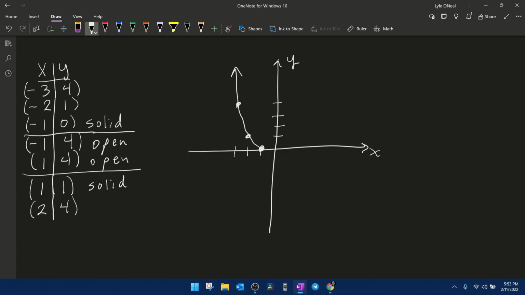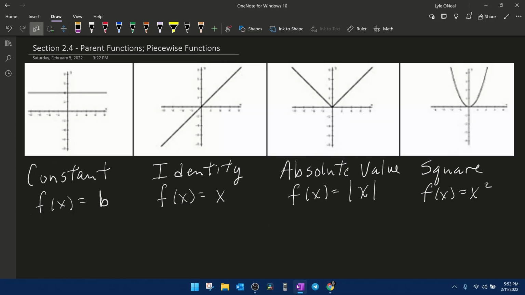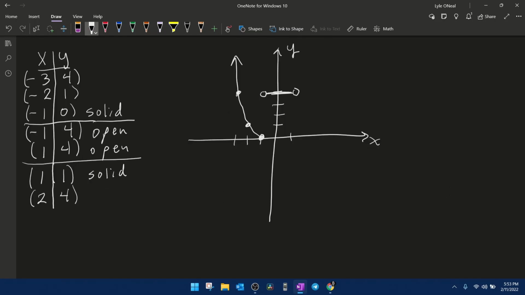The middle piece was a constant function. At -1, we're going to have an open circle at 4. And at +1, we're also going to have an open circle at 4. We're going to connect those dots straight across. And just for reference, remember back at the very beginning of the lesson, we know that a constant function has a y equal to some value. Here it's equal to 4. We would expect a horizontal line at 4. And that is what we get for the middle piece of the function.